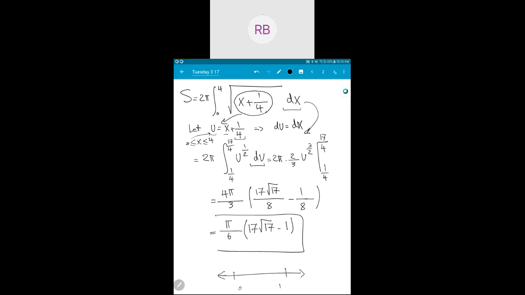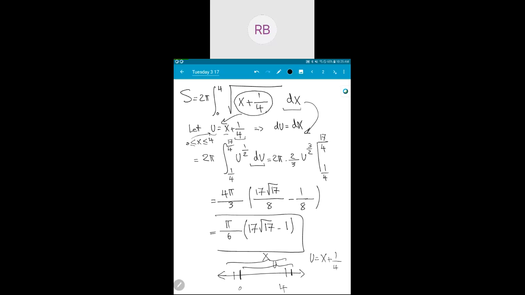If you look at the real axis, if this is 0 to 4, that's the limit of x. But based on the definition of u, I'm just shifting x 1/4 of a unit. So just shift the whole thing 1/4 of a unit. So that becomes the limits of u, right?